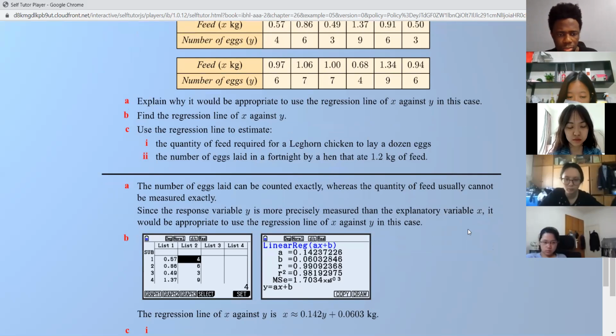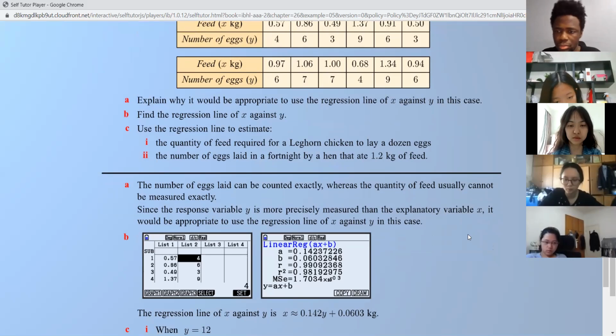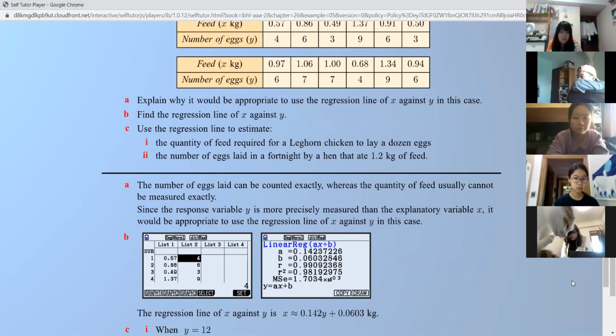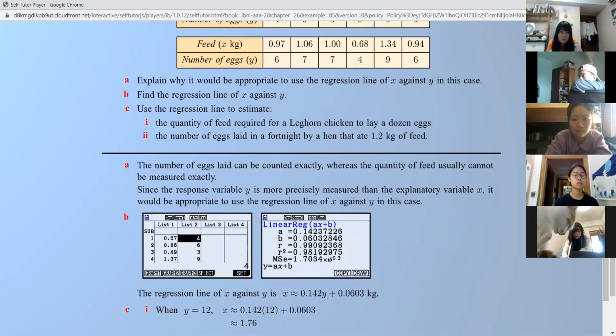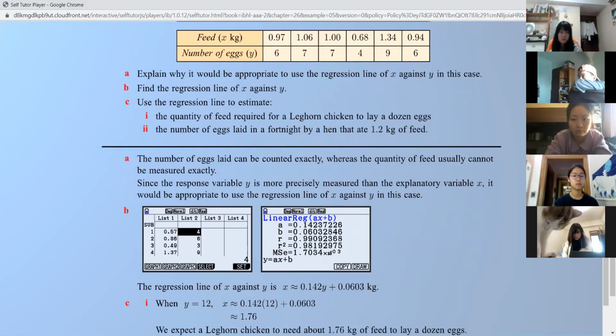Having calculated the regression line, we can use it to make estimates about the variables. First, we estimate the quantity of feed required for a chicken to lay a dozen eggs. We substitute y equals 12 into the regression line and evaluate the answer. We would expect that 1.76 kilograms of feed would be needed. However, this may not be reliable because it is an extrapolation.